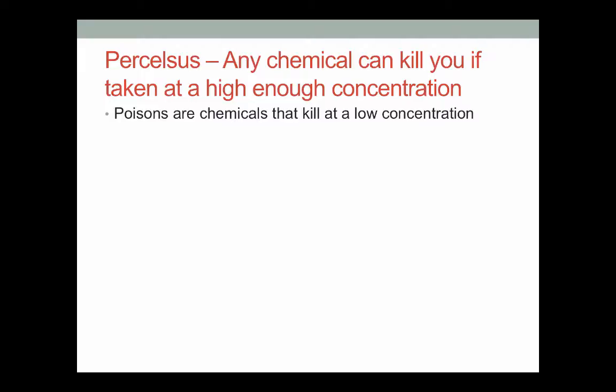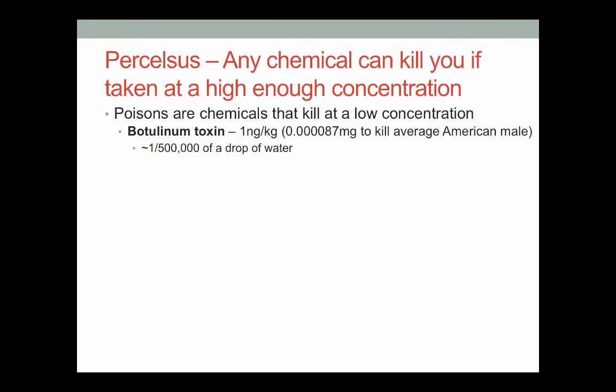Anyway, Paracelsus. His basic gist was that any chemical can kill you if taken at a high enough concentration, and that poisons are really just chemicals that kill you at low concentration. So you only need a very little bit of them to kill you. So an example of this would be something like botulinum, which is arguably the most toxic substance known to humans. It's produced by the botulinum bacteria, and it's a paralytic, and as little as 1 nanogram of it per kilogram is enough to kill somebody.